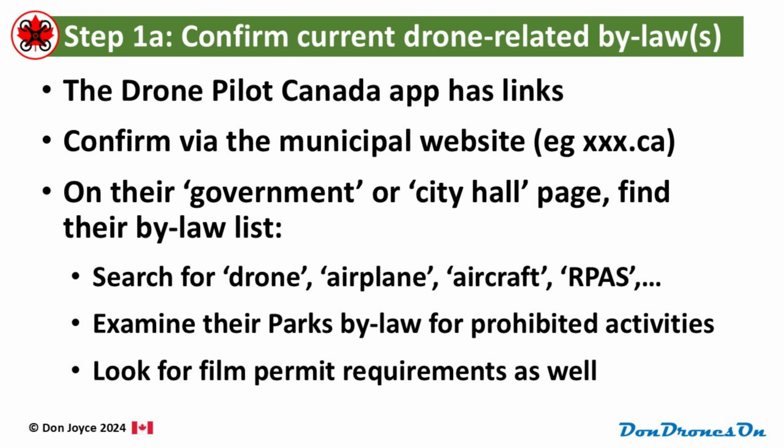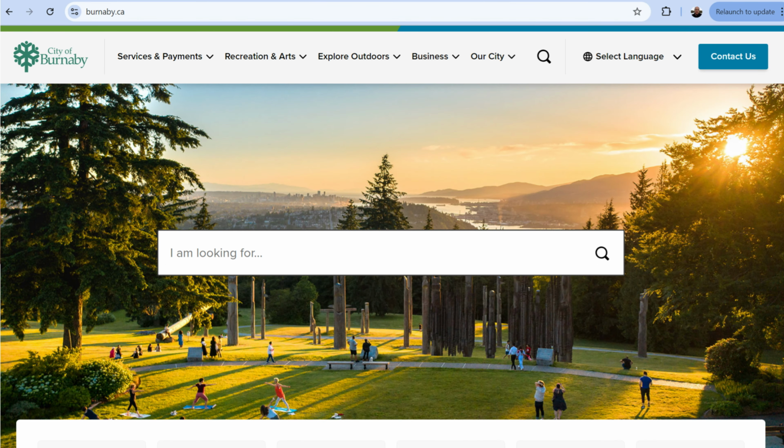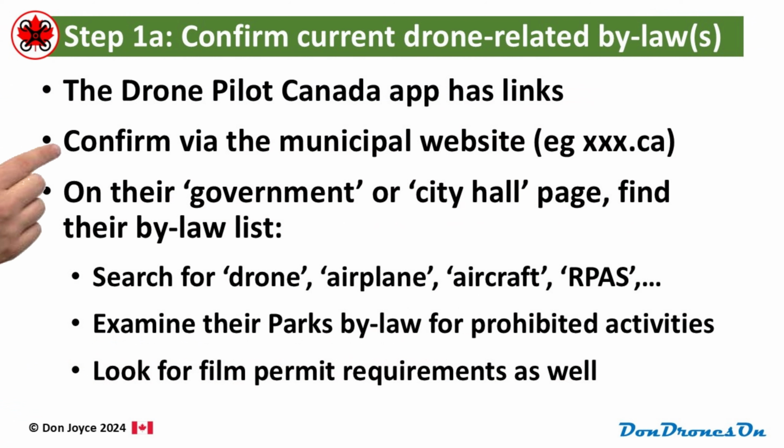So your first step should be to confirm the current drone-related bylaws. And if you live in one of the largest 100 municipalities in Canada, the Drone Pilot Canada app will give you a leg up by offering a link to the bylaws that we found. But you still need to check, and the best way is by going to the municipal website. Almost all towns and cities have one, and they're typically in the form of the city name .ca. For example, Burnaby.ca. Just Google it and you'll find the official town website.